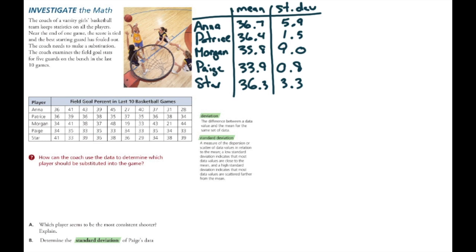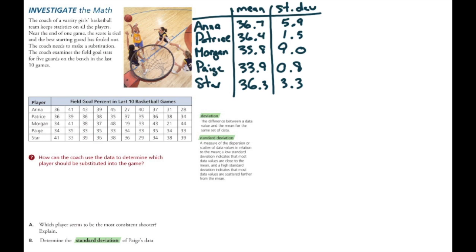If you want someone who is almost exactly as good, but more consistent, Patrice is almost exactly as good and significantly more consistent. Star is essentially the same as Patrice, only 0.1% less, but a slightly bigger standard deviation. Morgan has the widest standard deviation of anybody, which would be expected because she had those games of 19 and 21%, as well as the game of 48%. So she has a wide spread in her data, which means the standard deviation will be bigger.